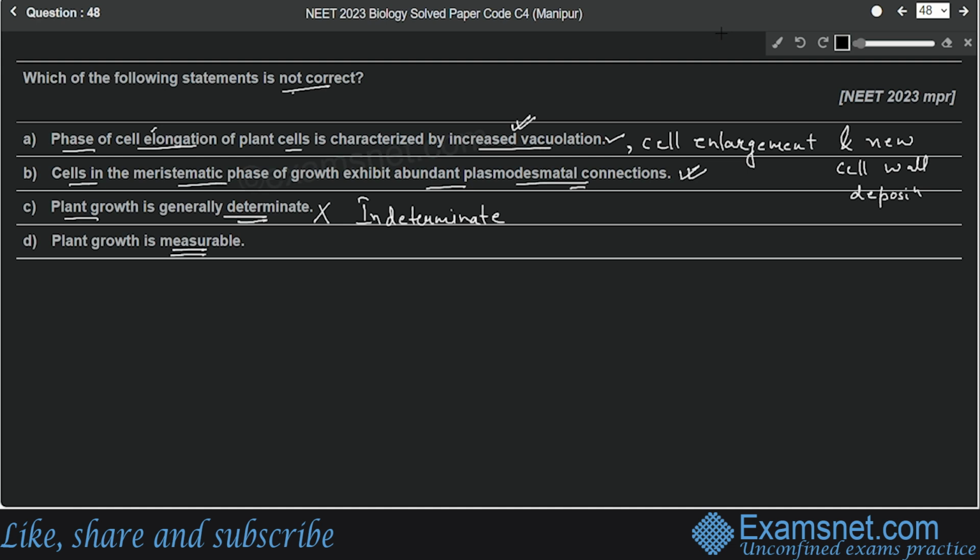Now the last statement says that plant growth is measurable. Yes, its growth can be measured. So this is also correct statement. So the only incorrect statement is the third one. So option C will be the correct answer.